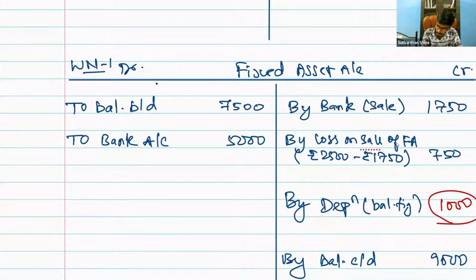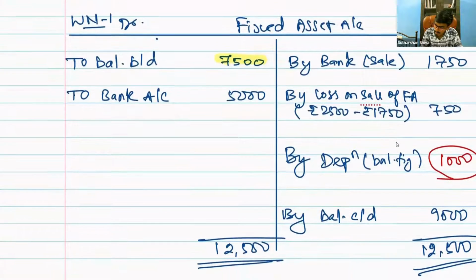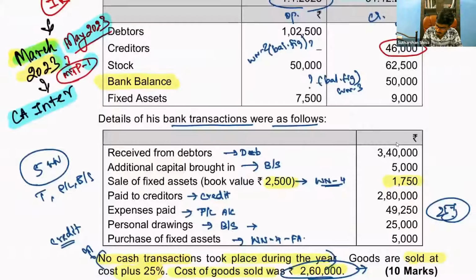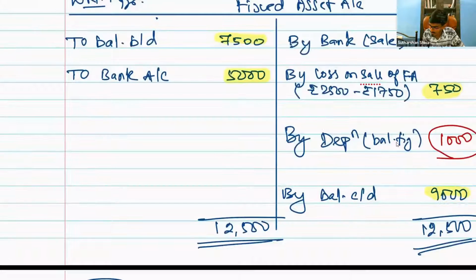Fixed asset, opening balance is given, closing balance is given. This is the sale of asset, 1,750. This is loss on sale of fixed asset, 750. This 5,000 is that machinery which is the purchase of a fixed asset, no? This adjustment they have given, no? Purchase of fixed asset, that adjustment. Purchase of fixed asset, investment, they have given the fixed asset.